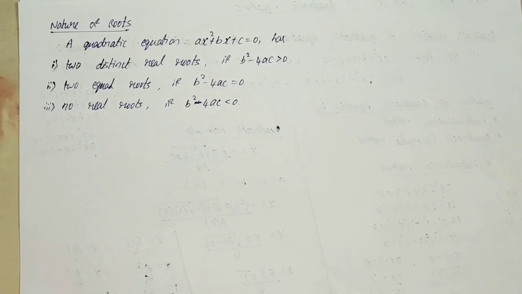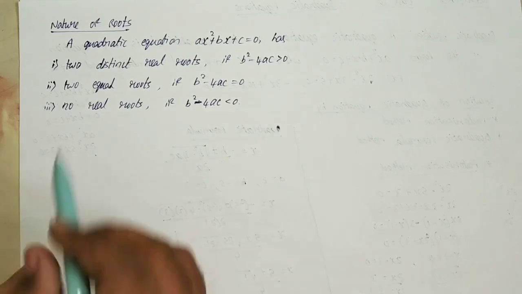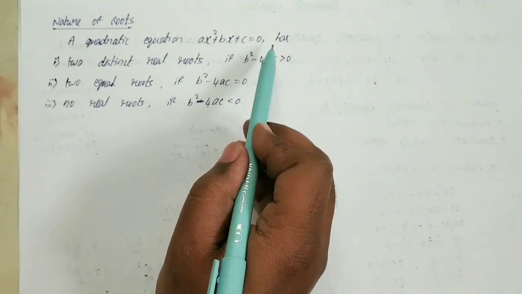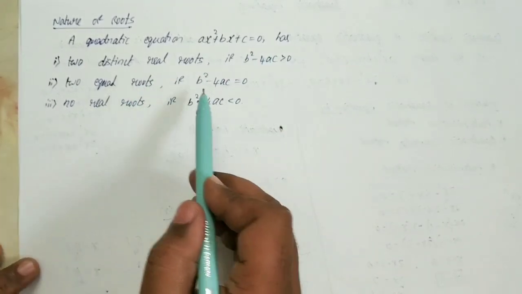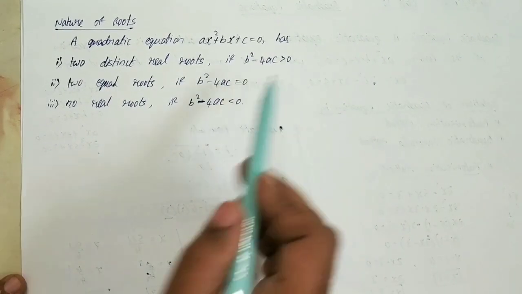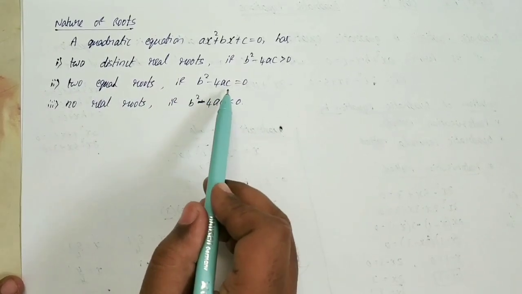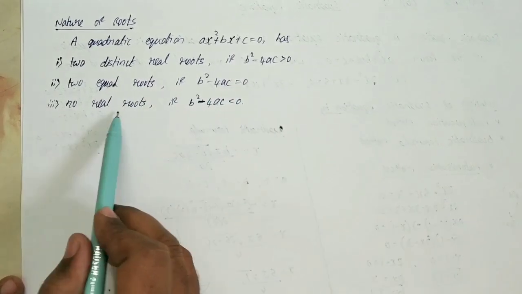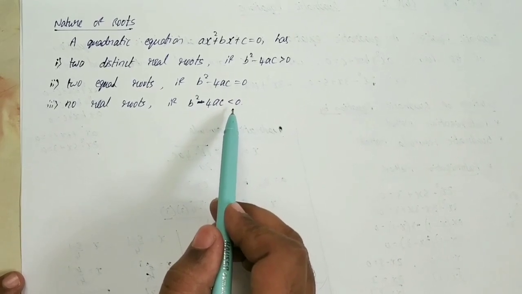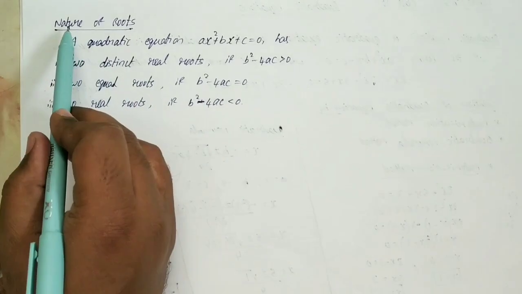So next, nature of roots. The quadratic equation ax square plus bx plus c has two distinct real roots if b square minus 4ac is greater than 0, two equal roots if b square minus 4ac equals 0, no real roots if b square minus 4ac is less than 0.